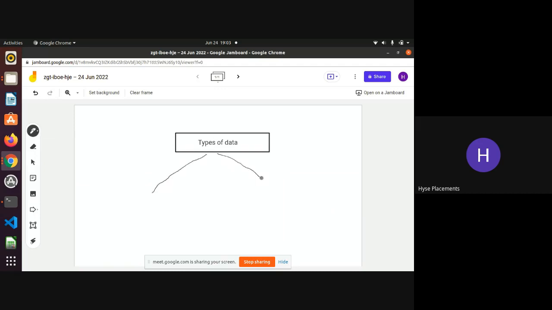So there are two types. The first type is categorical, and the second type is numerical. So types of data are divided into two types. One is categorical and the other is numerical.